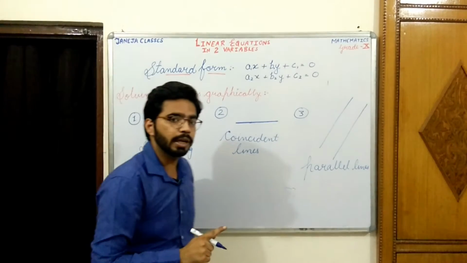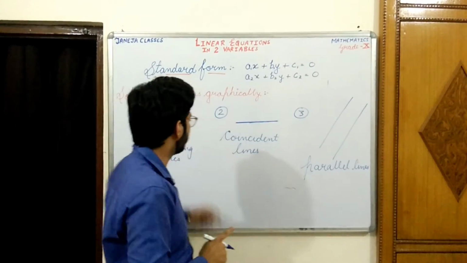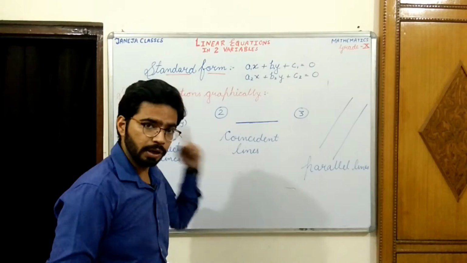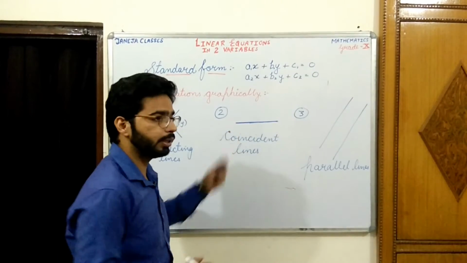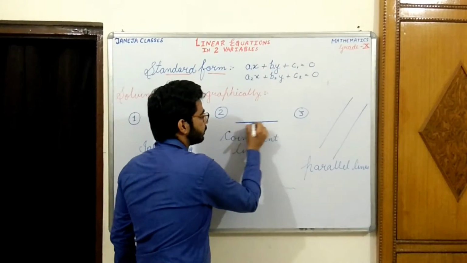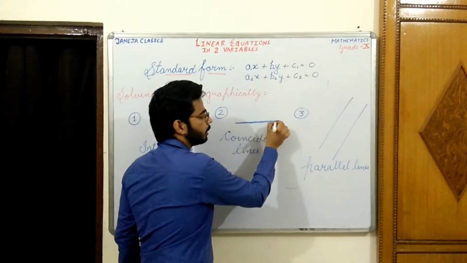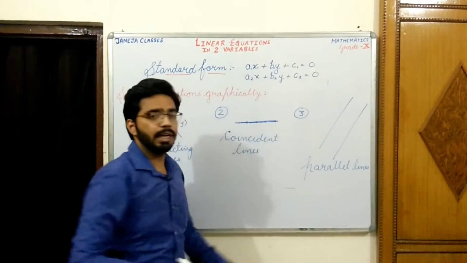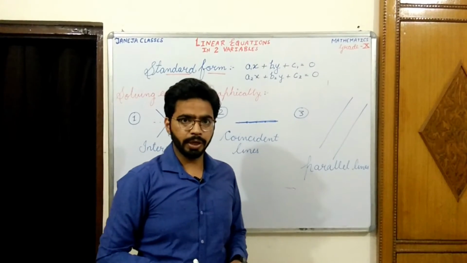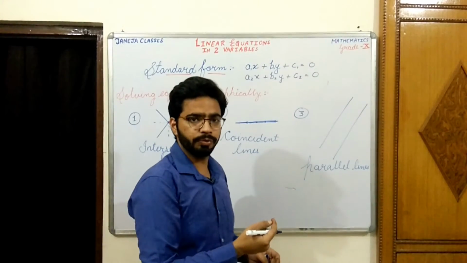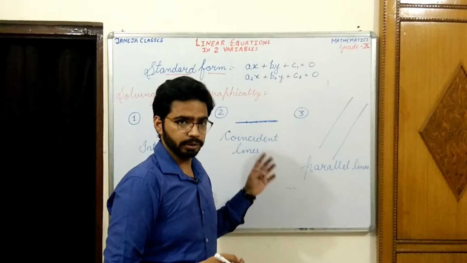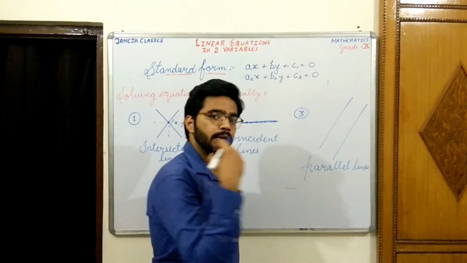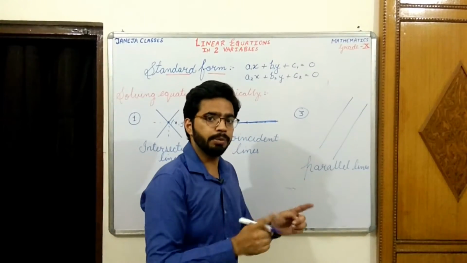At only one point the lines were intersecting, that's why we got only one answer, one value of x and one value of y. But here, at each and every point, the first line is on the second line, that's why every point is common. If you put any value of x in the equations, you will get a value of y that will be the same in both the equations.